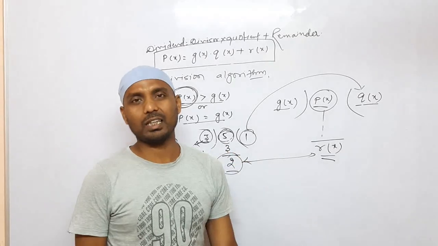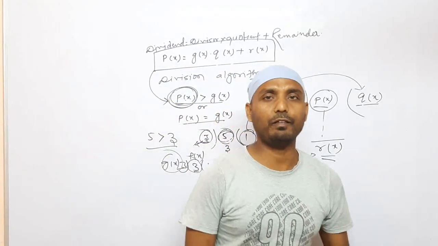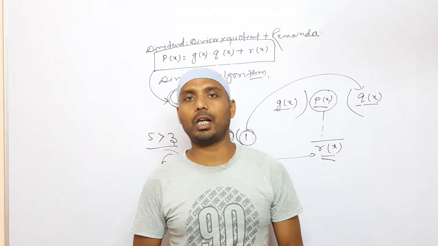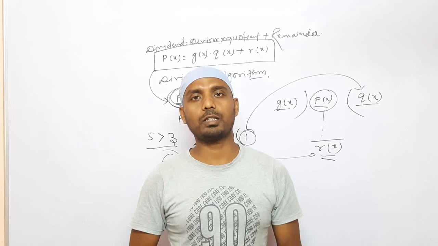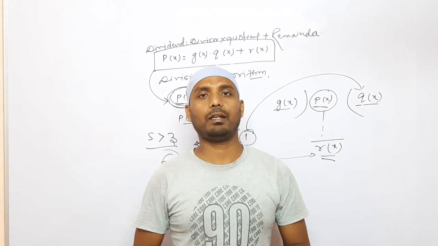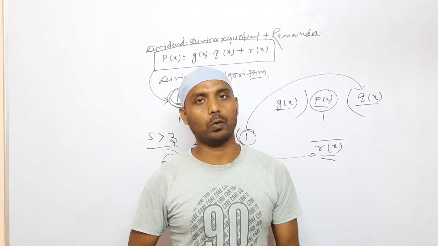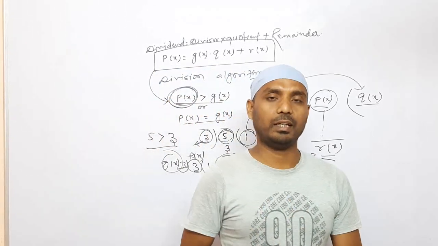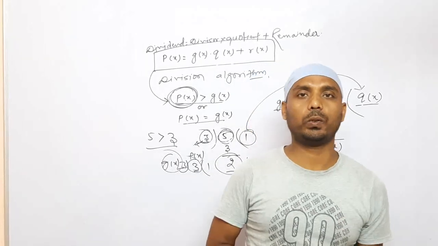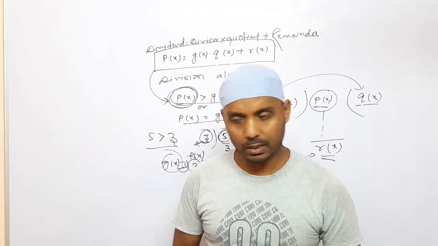So this is nothing, just a different way of representing the division algorithm in your polynomial. Because of this, we call it the division algorithm of a polynomial, or the polynomial division algorithm. So what is it? P(x) = g(x) · q(x) + r(x), simply dividend equals divisor times quotient plus remainder.